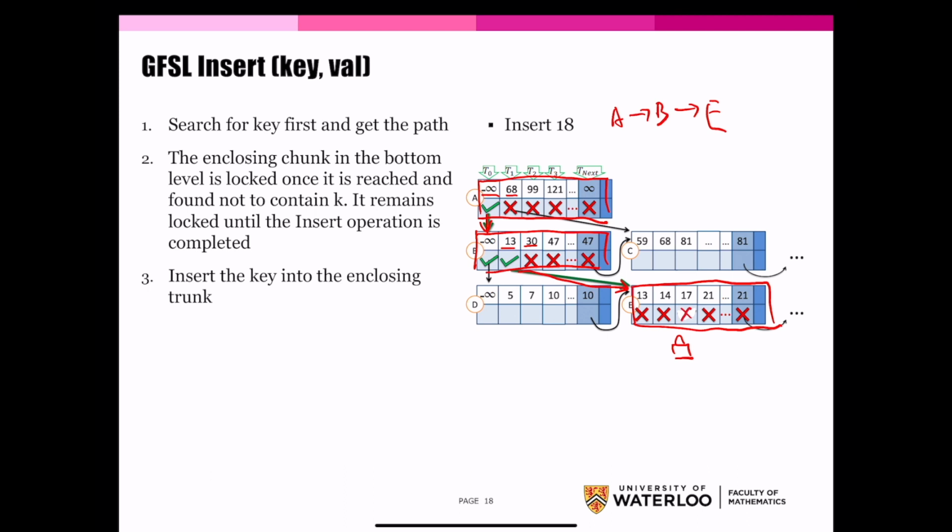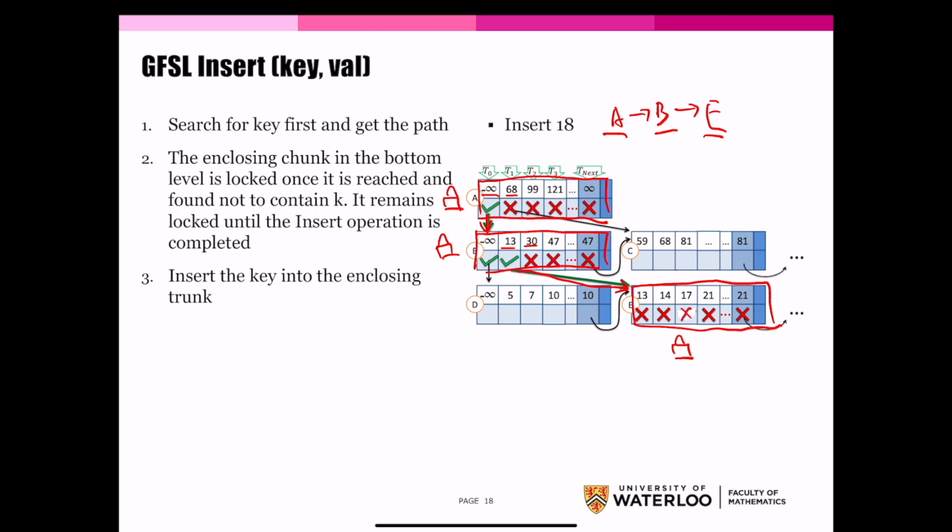Then we have two conditions. If chunk E is full, this causes chunk E to be split. The team will then lock chunk B and perform an insertion, then unlock chunk B. If chunk B is full, the team will perform a similar insertion into chunk A. Otherwise, the team unlocks chunk E and returns true.